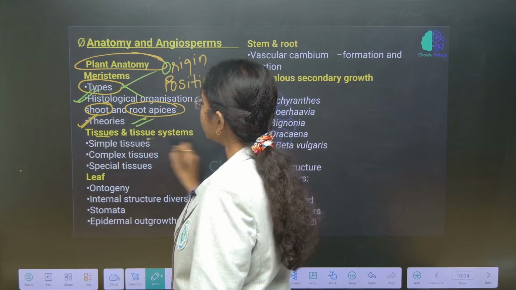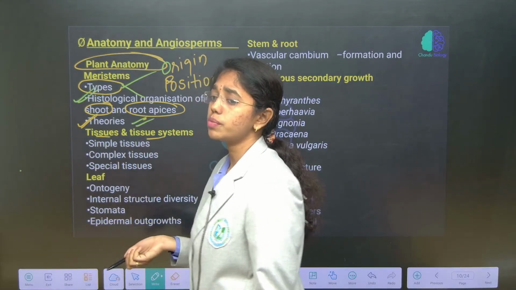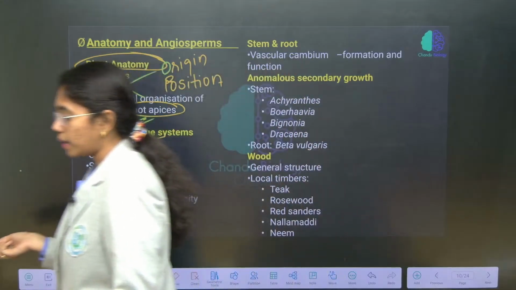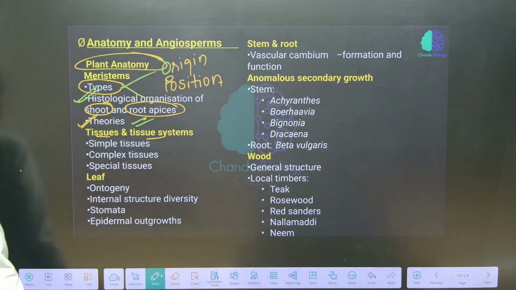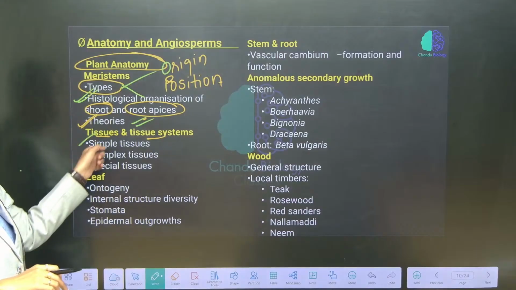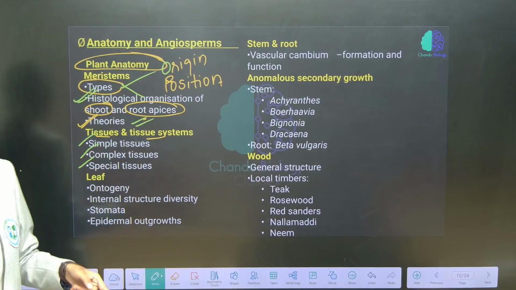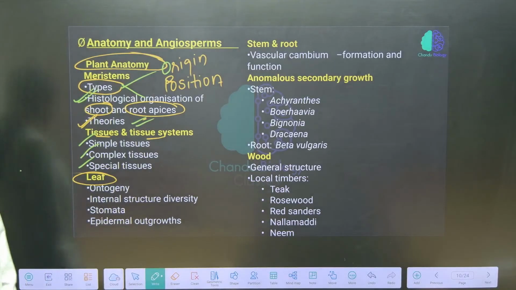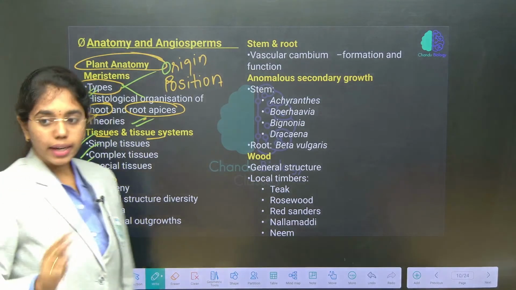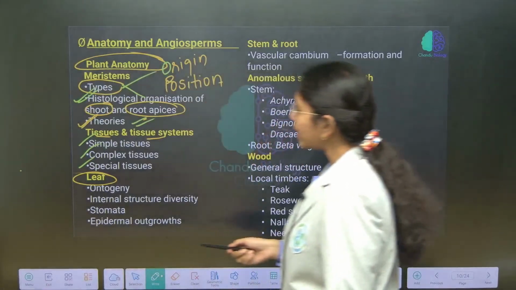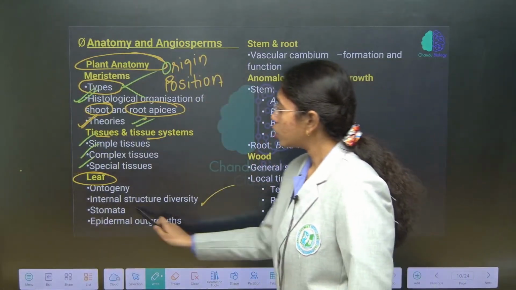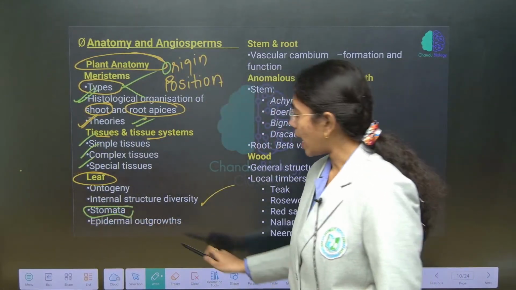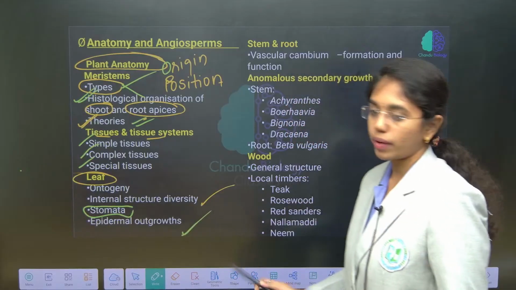Next, tissues and tissue systems. We have different tissue systems for permanent tissues like simple tissues, complex tissues and special tissues. Next, we have to go through leaf ontogeny, it is the structure of the leaf, both monocot leaf and dicot leaf, followed by internal structure diversity, stomatal openings and epidermal outgrowths over the leaf.